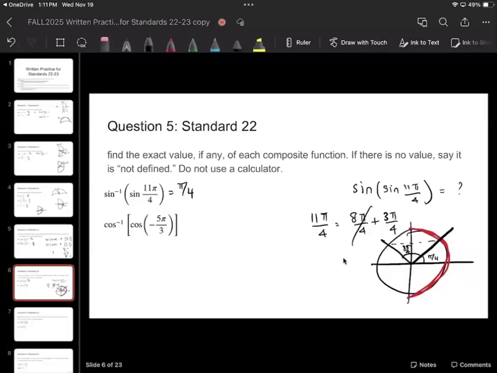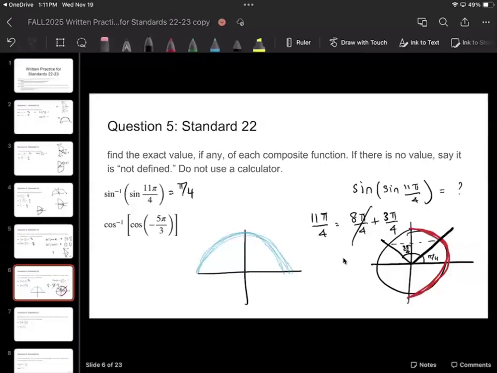Okay, so what you are doing is rewriting 11 pi over 4, finding the value of that, and finding an angle in the first or fourth quadrant where sine will have the same value. So now let me illustrate for cosine, okay? Cosine, remember, is only defined for an inverse in these two quadrants, quadrant 1 and quadrant 2. So we have to fit it in that quadrant.